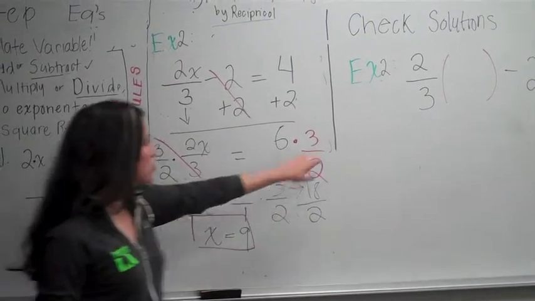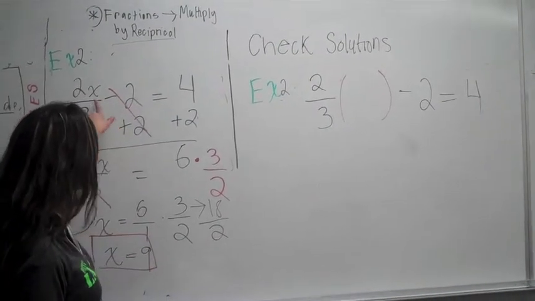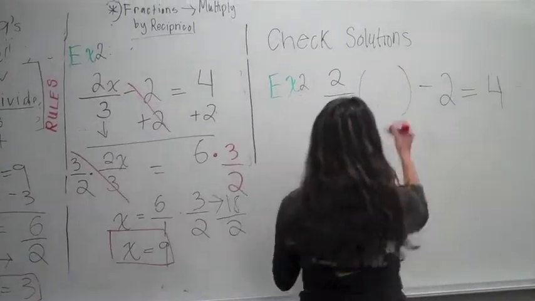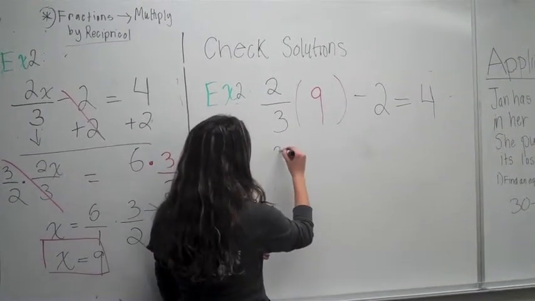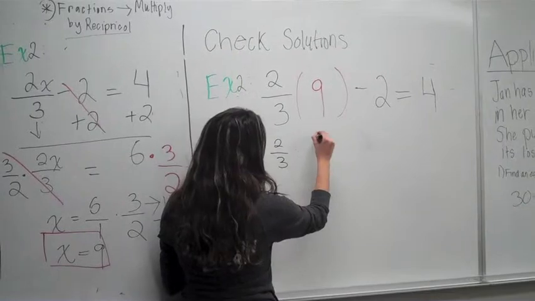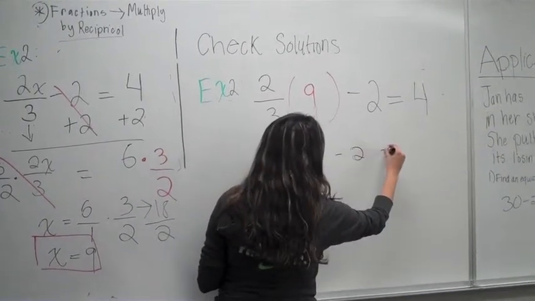So we have our original equation right here. Now we must plug in 9 where there is an x. So we will be plugging in a 9 here. Now let's do this. 2/3 times 9/1 minus 2.